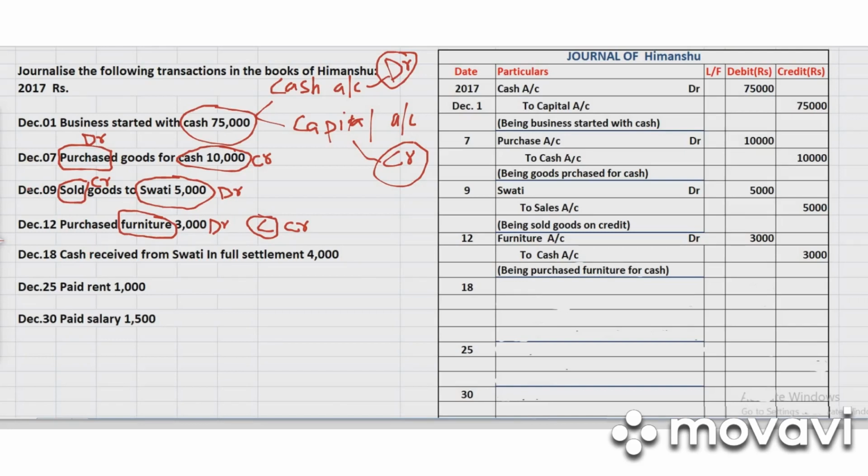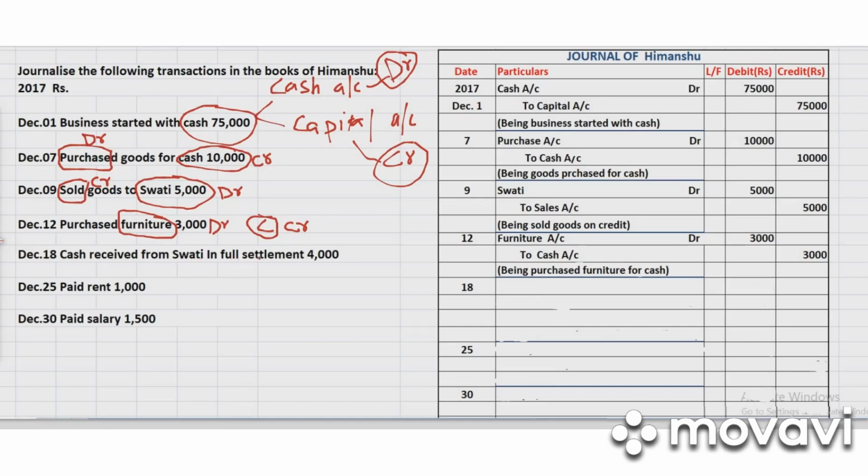You can see it here. December 8 transaction. You see sold goods to Swati 5,000. Okay, and Swati did not pay the money. Right? Swati was the debtor. So now Swati is making the payment. Okay, maybe Swati is making an early payment.